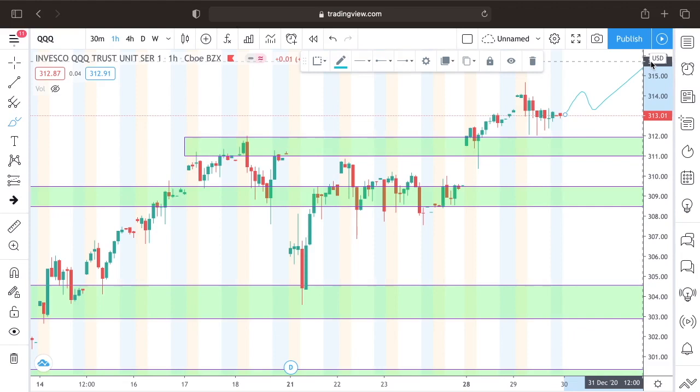So if the bears manage to wrest control from the bulls, then the support level that I'll be taking a look at is this support level over here. And if prices do manage to break below this support level, then the next support level that I'll be taking a look at is over here. That is my technical analysis for the Nasdaq, and this wraps up my US stock market technical analysis video.